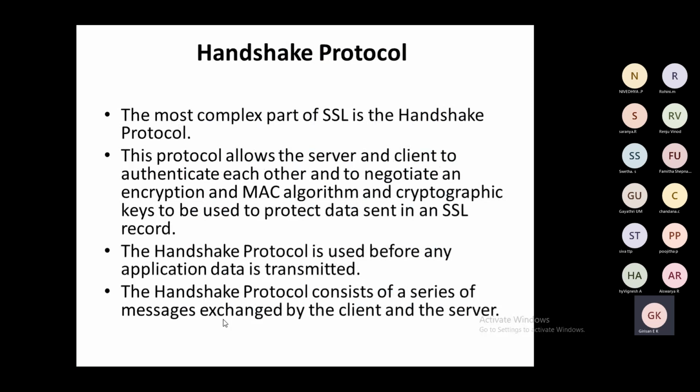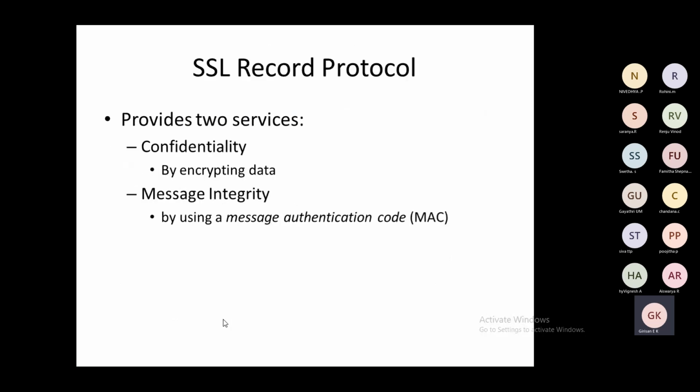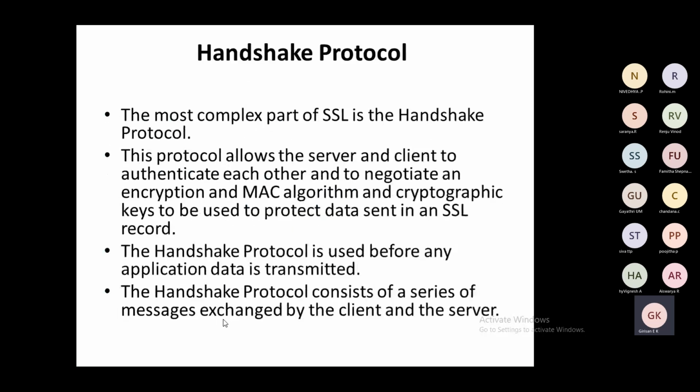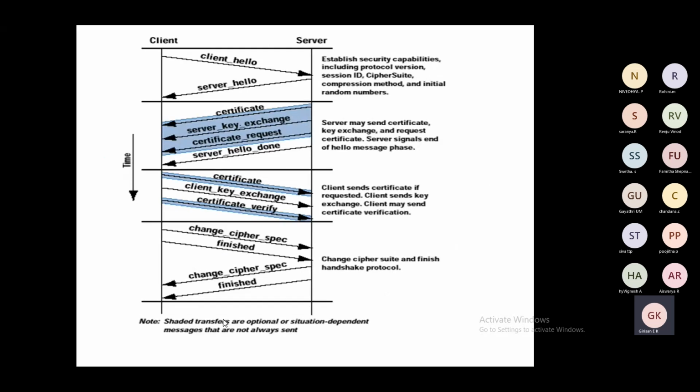The next three layer 2 protocols are what? Handshake protocol, then change cipher spec protocol, and the alert protocol. Okay, so the handshake protocol works as follows. There should be a connection establishment between the client and the server. Client gives the security capabilities, what is the protocol version, session ID, etc., to the server by the message client hello. The server receives that and sends back the message to the client saying server hello, means there is a connection established between the client and server. This is the first step of the handshake protocol.